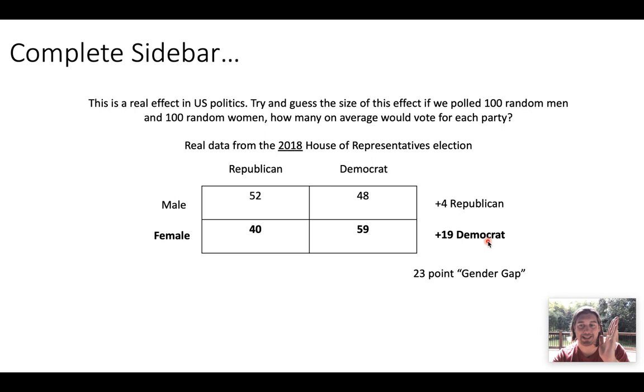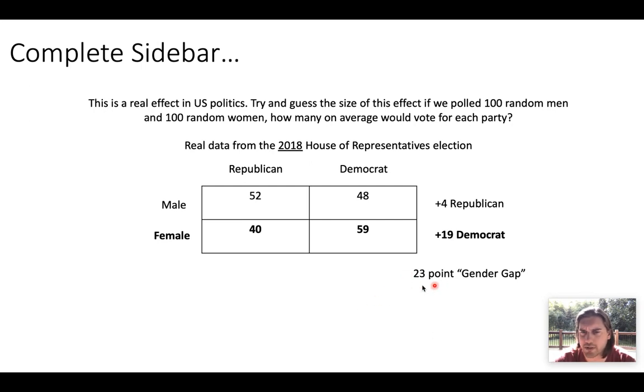Women lean +19 in the other direction, which means we have a 23-point gender gap in voting in the United States, which essentially means as groups, as categories, males and females vote wildly differently from one another on average, right? Obviously, 40% of women is a lot of women, right? This is millions and millions of women who vote Republican, and millions and millions of women who vote Democrat. But the difference between male and female voting patterns is astounding.